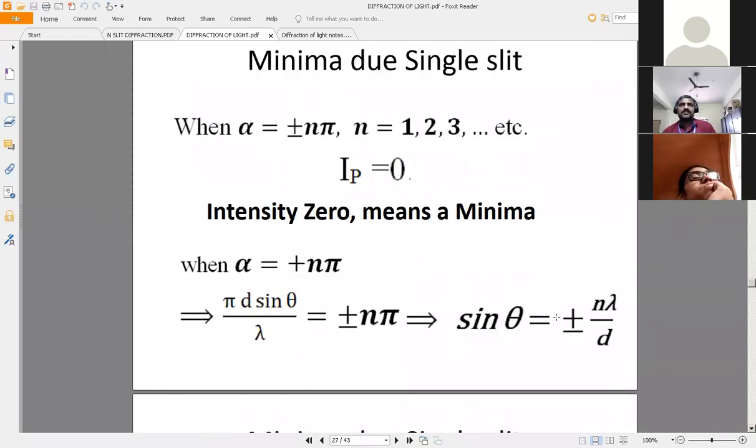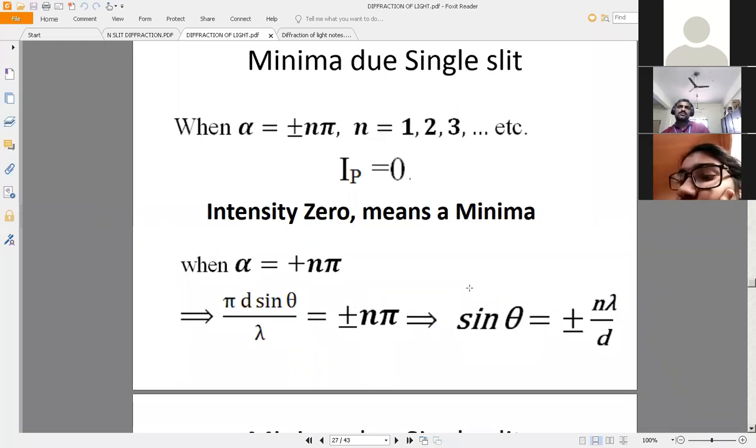Minima condition we have obtained. Sin theta equal to plus or minus n lambda by d is the condition for minima. Please remember these equations, because in the exam they will ask you problems, such as calculating the location of second order minima or third order minima, or they may ask you to calculate the width of the principal maxima. So whenever you need to make any calculation, you need these formulas. That is sin theta equal to plus or minus n lambda by d. If you can't remember this, just try to remember sin alpha by alpha.